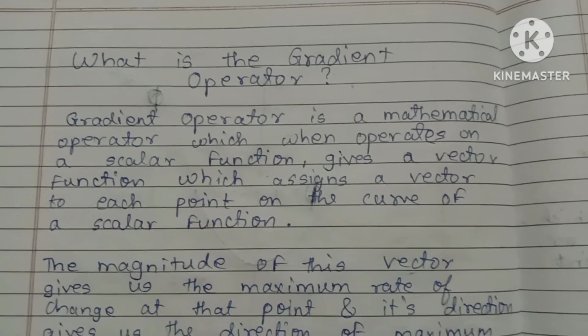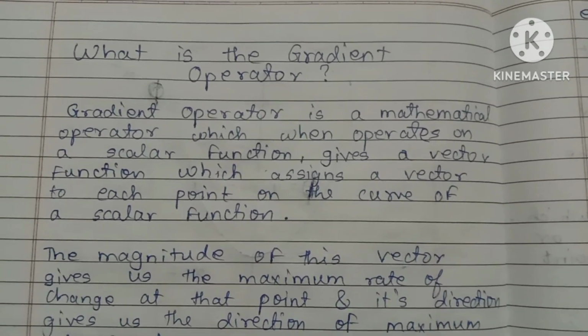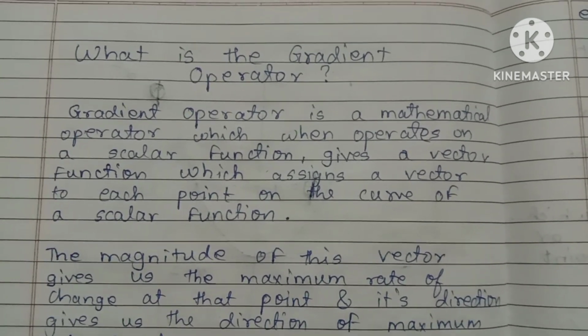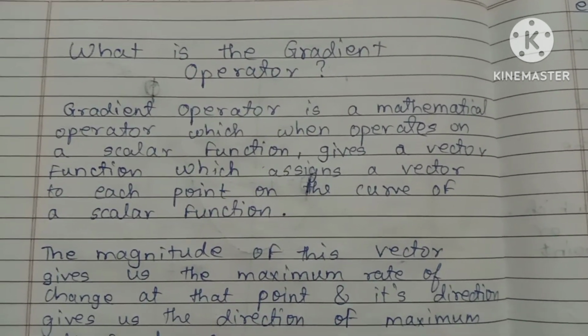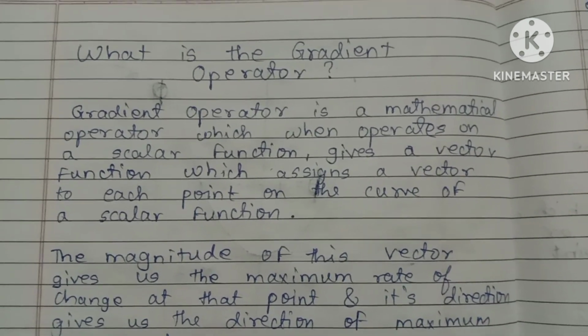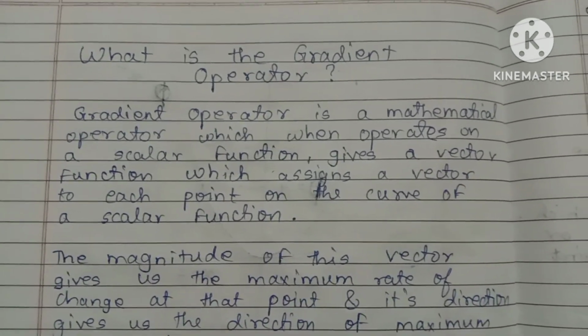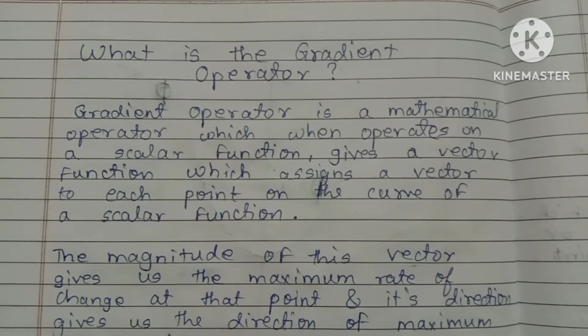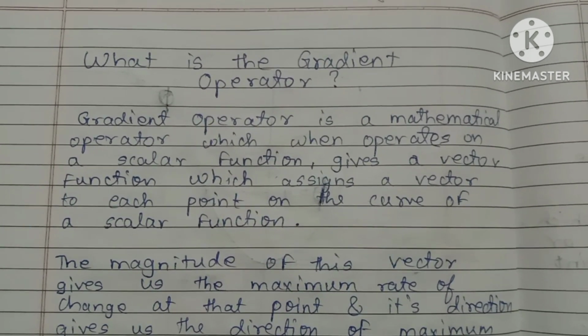So hello friends, in this video we are going to see what is a gradient operator. A gradient operator is a mathematical operator which operates on a scalar function. A scalar function is a function which takes a value as input and gives a value as output. And a vector function is what? It gives a vector as output, though it takes a value as input.